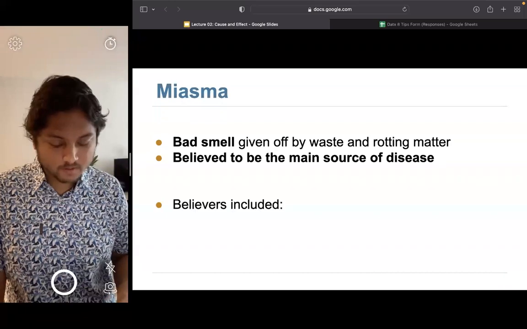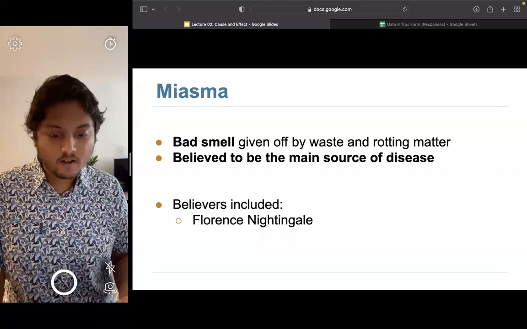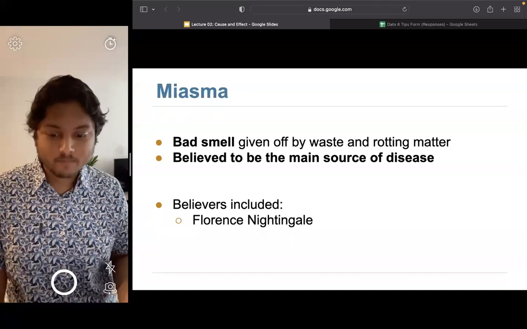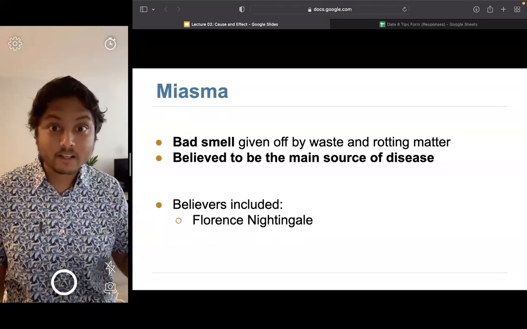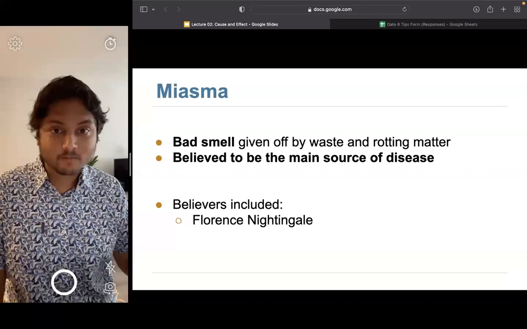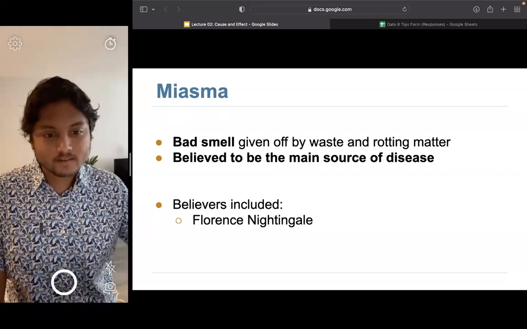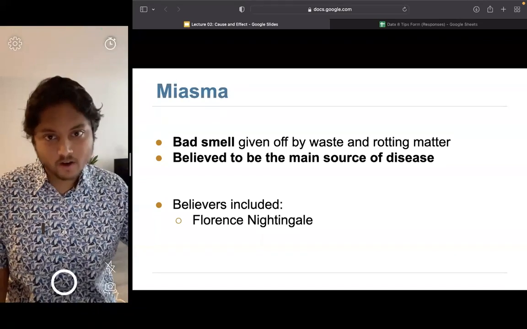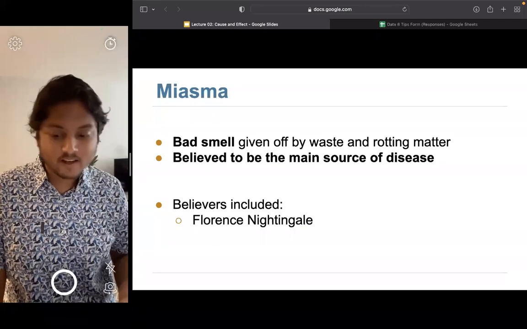So this is believed to be the main source of cholera. And there were some really prominent believers in this actually. Florence Nightingale was one of them, and she went as far as to actually go and clean a bunch of hospitals to remove all the bad smells. Even though that wasn't really what was causing disease, it probably was actually a good thing to clean the hospitals. So it kind of worked out in some sense.